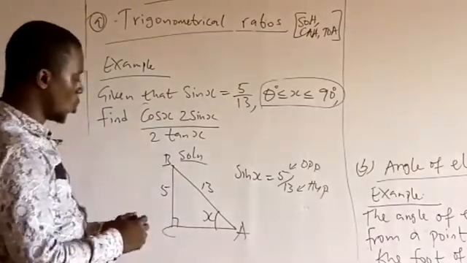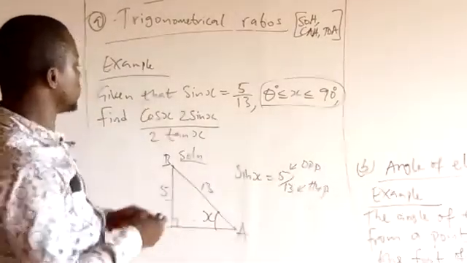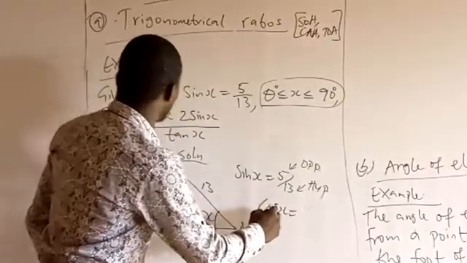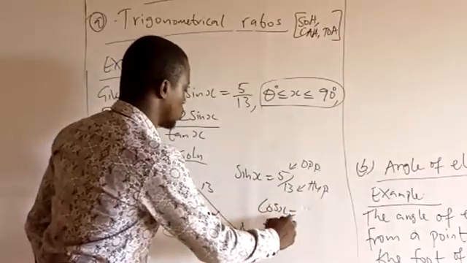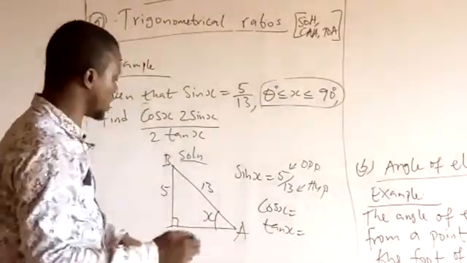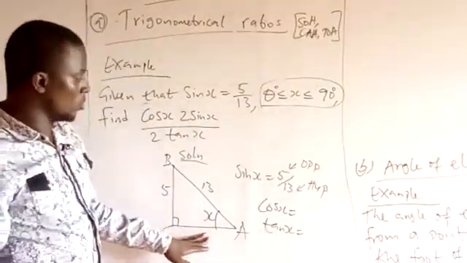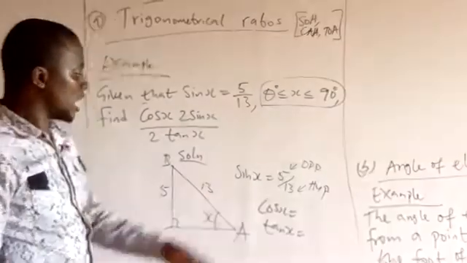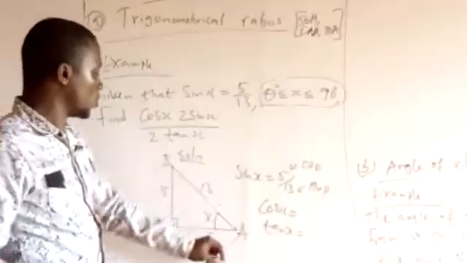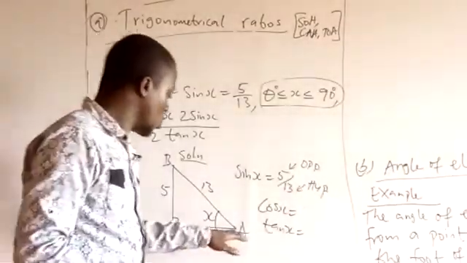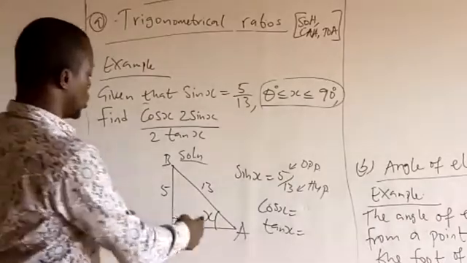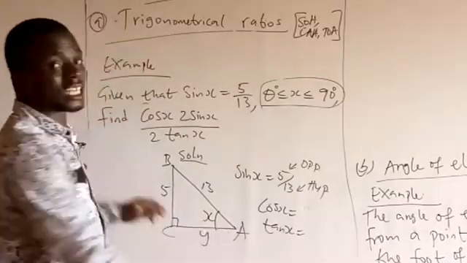Having said that, we don't know cos s, and tan s is also not given. Why? Because cos means adjacent over hypotenuse, and there's no value for the adjacent. Tan means opposite by adjacent, and adjacent is not given. That's why we use the right angle triangle to find the value of the unknown side, which is the adjacent side. That's the only way out. Let's call this place y. That's the adjacent side of this triangle.